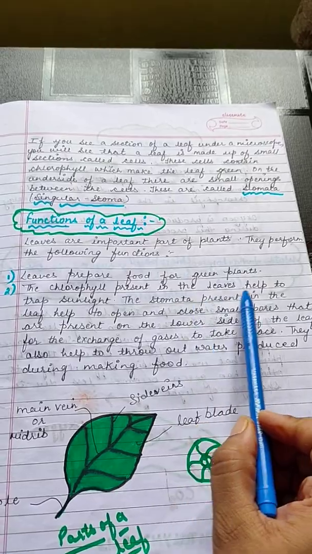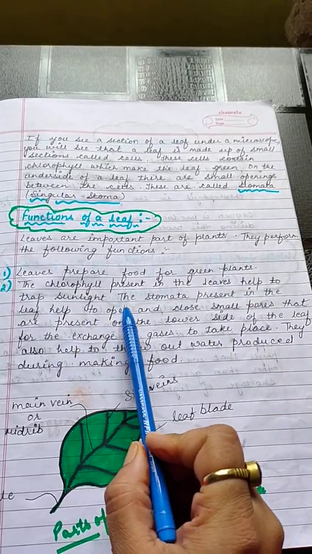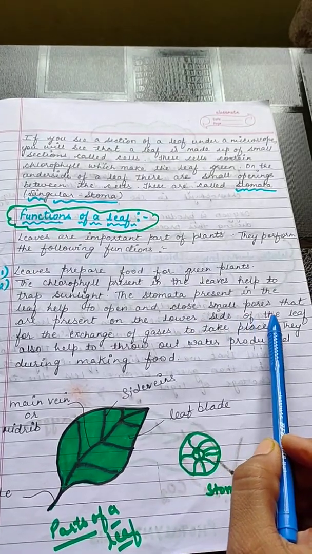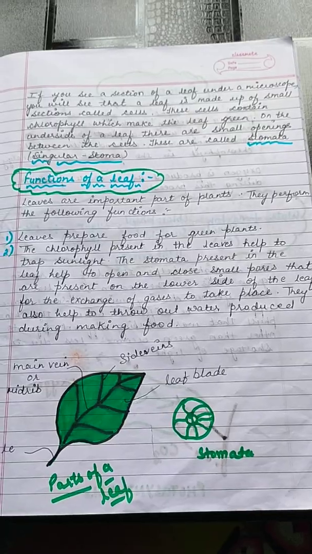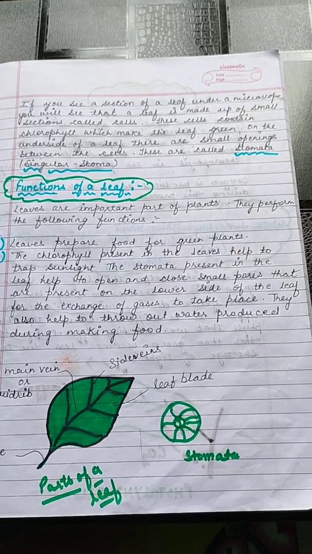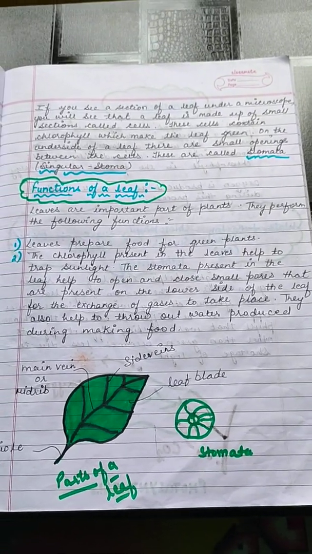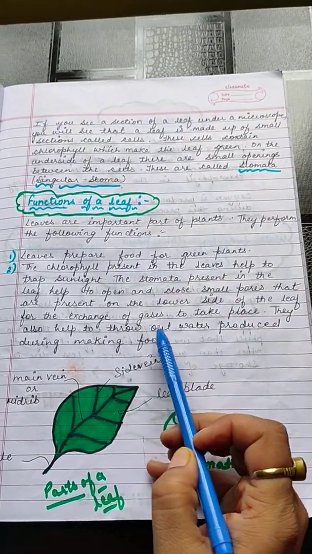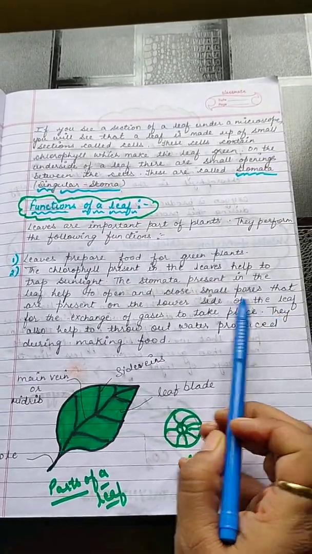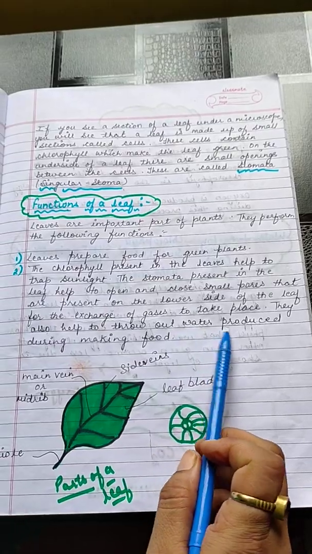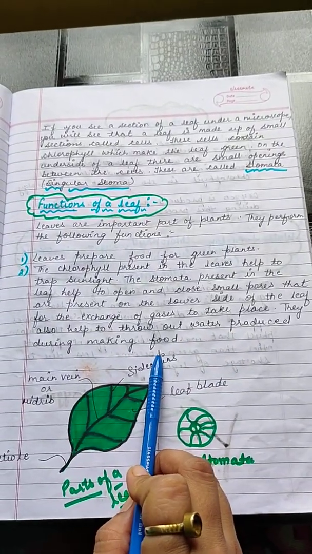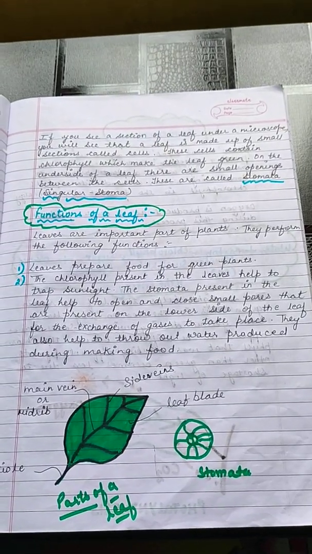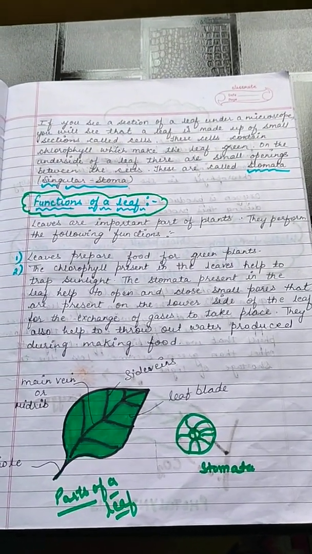The chlorophyll present in the leaves helps to trap sunlight. The stomata present in the leaves help to open and close small pores, and help in the exchange of gases. They also help to throw out extra water which is produced during making of food.